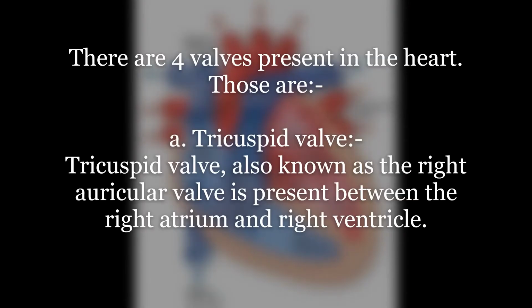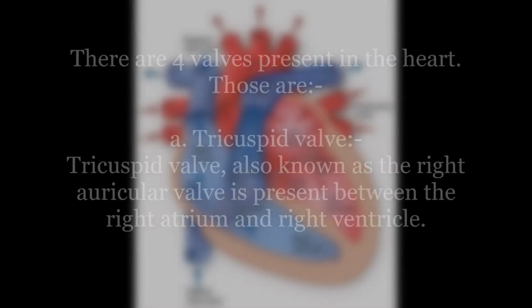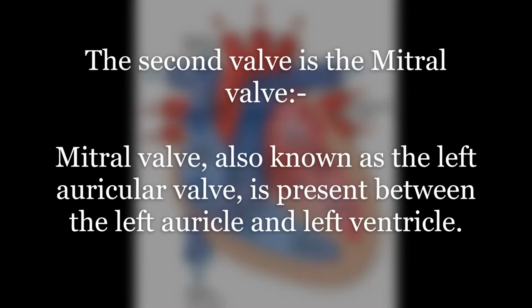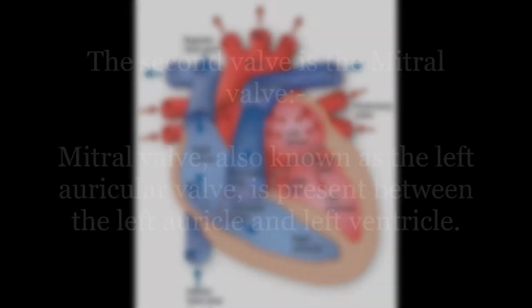There are 4 valves present in the heart. Those are tricuspid valve. The tricuspid valve, also known as the right auricular valve, is present between the right atrium and the right ventricle. The second valve present is the mitral valve. Mitral valve, also known as the left auricular valve, is present between the left auricle and the left ventricle.